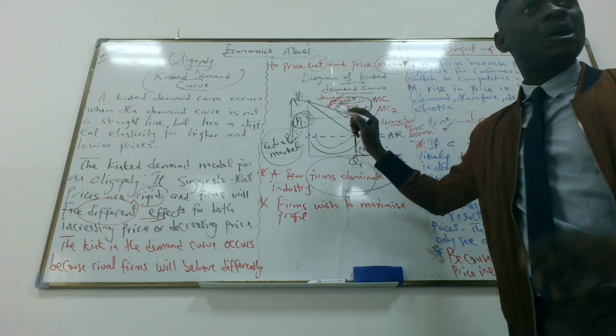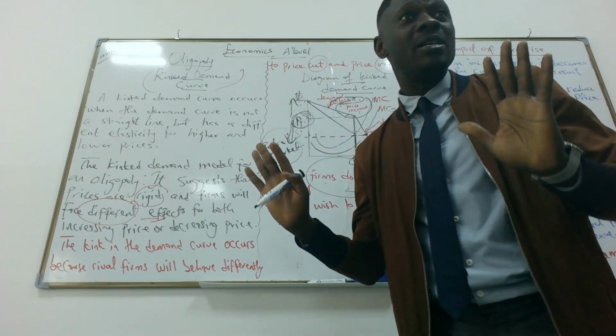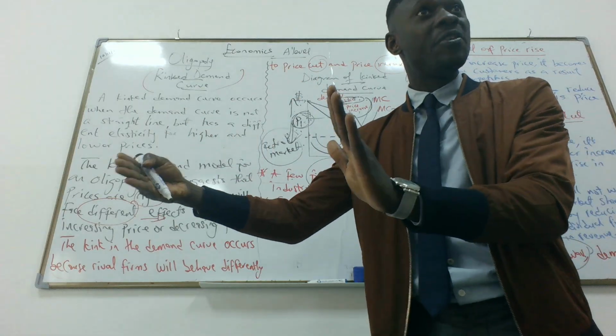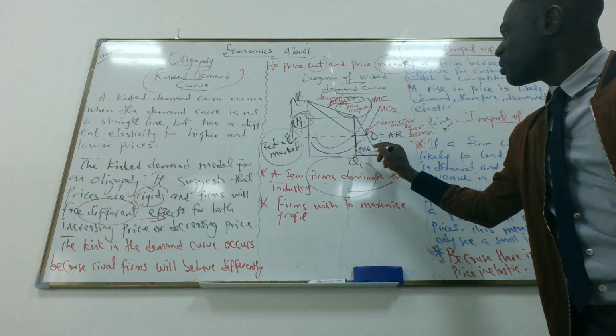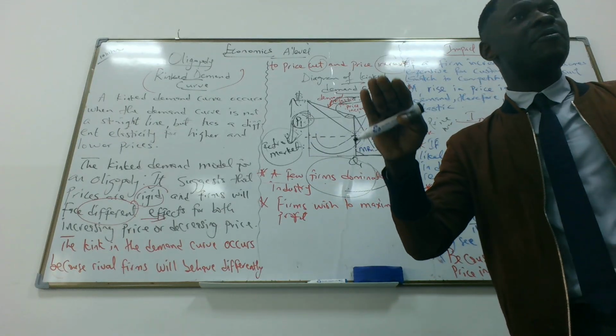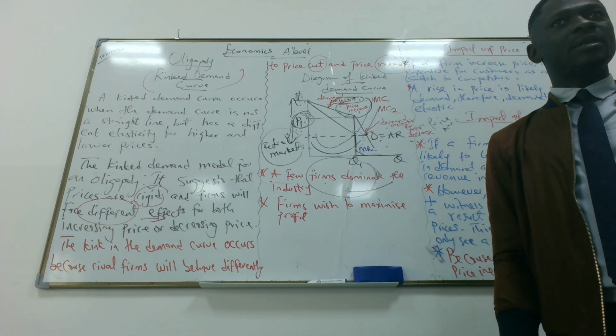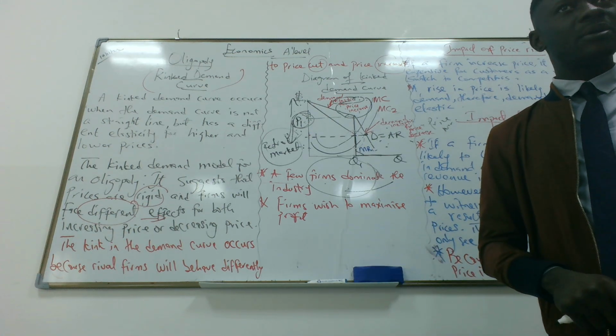So the straight line tells us that nobody cares when you increase the price. That's a certain behavior. It's kinked because people care when you reduce the price. So two different behaviors for two different situations. Is the kinked demand curve clear? Yeah. Any question?